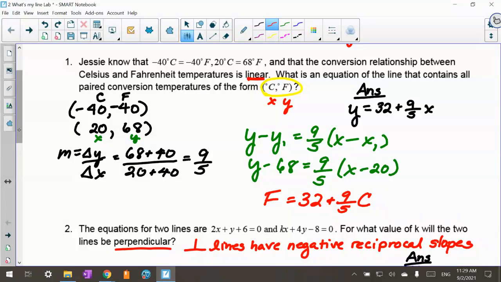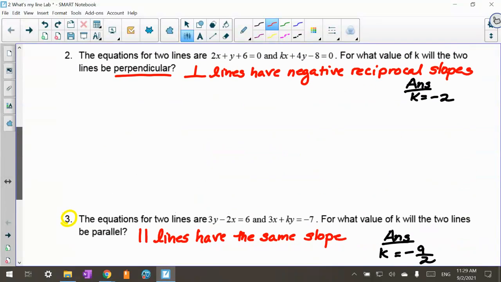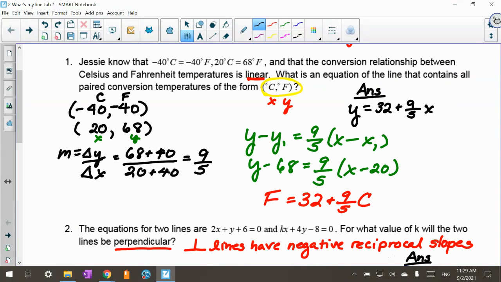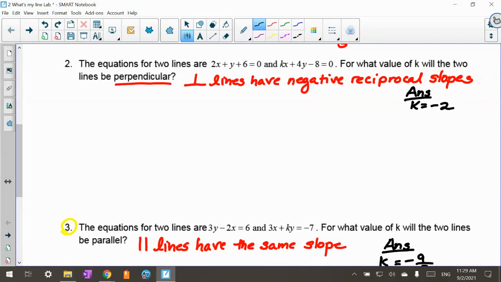Okay, that's number one. Number two, the equations for two lines are 2x plus y plus 6 equals 0 and kx plus 4y minus 8 equals 0. For what value of k will the two lines be perpendicular? The first thing I underlined was perpendicular, and because I underlined perpendicular, I wrote down the symbol we use for perpendicular in math.